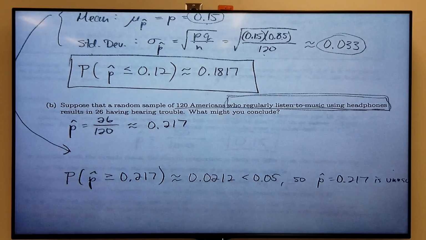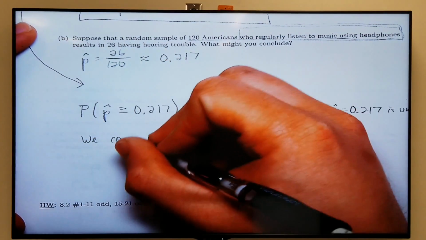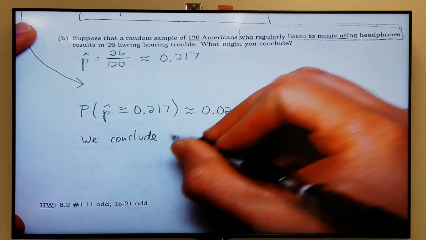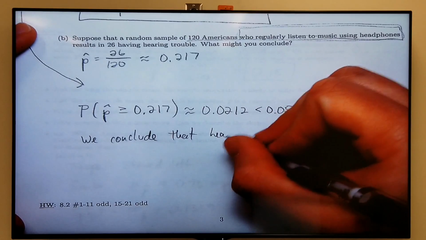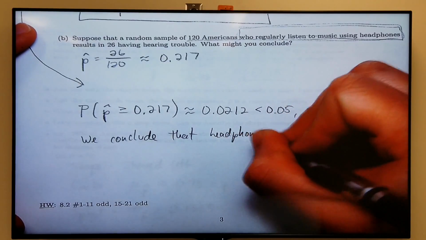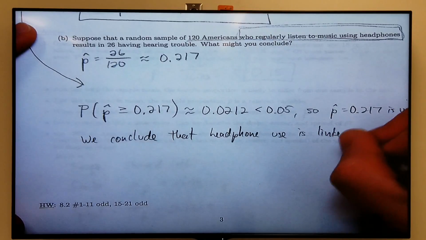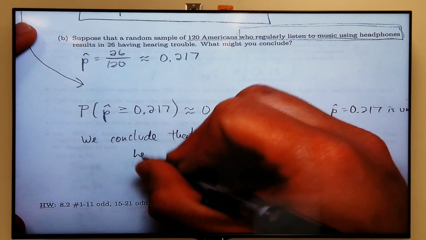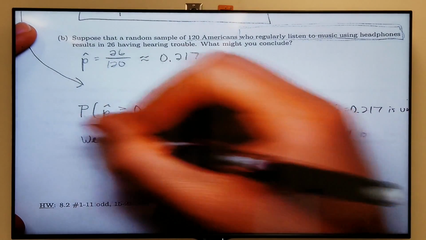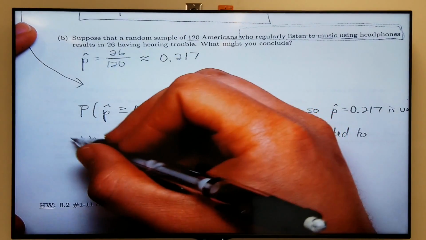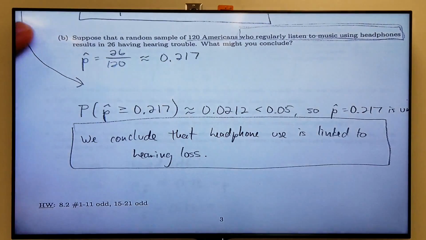But anyway, so what might we conclude? We can say, well, we conclude that headphone use is linked to hearing loss. Okay, and that's that.